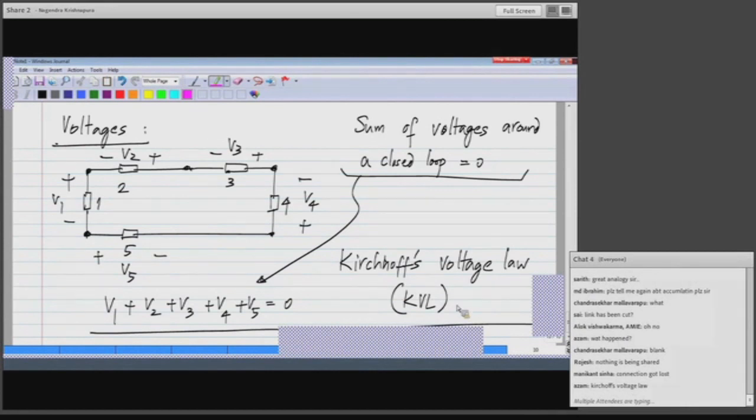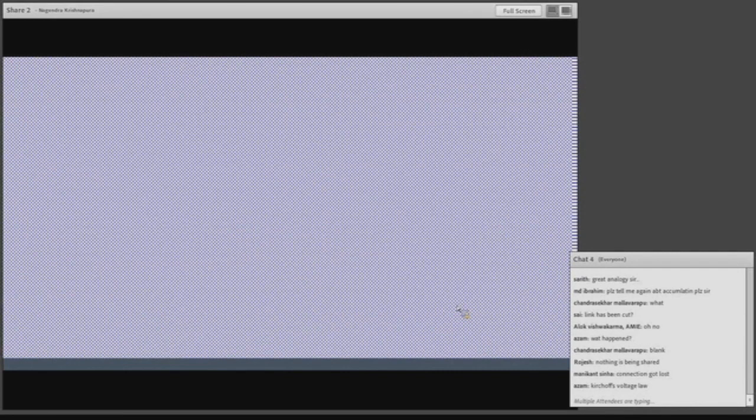Again, I have got a number of responses. Now, some of you said that it is true in a closed loop. Yes, of course, it's only the closed loop that I am discussing, right? Here I have written a loop, and as I have written on the side, the sum of voltages around a closed loop equals zero. So my question is, is that violated in some condition?